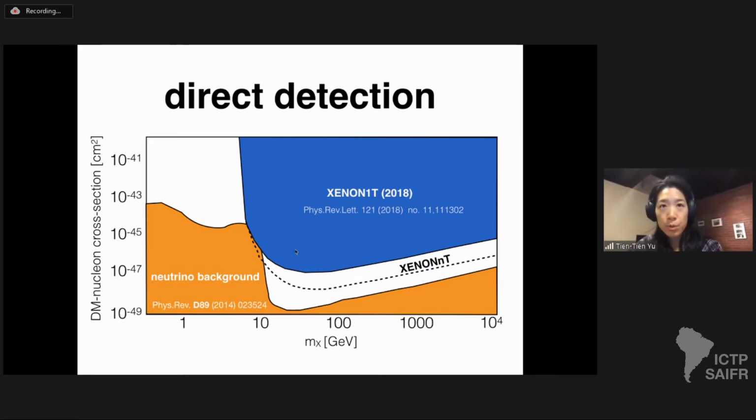And so this blue region is the XENON1T curve, as I mentioned, from 2018. And because they don't see any anomalous signal, they can rule out this parameter space here. Meaning that we know that the dark matter nucleon cross-section a priori cannot live in this blue region. And so basically they rule out a lot of the parameter space for masses above 10 or 8 GeV or so. And the next generation of this experiment is XENONnT, and the projections for that limit are given here in the black dashed line.